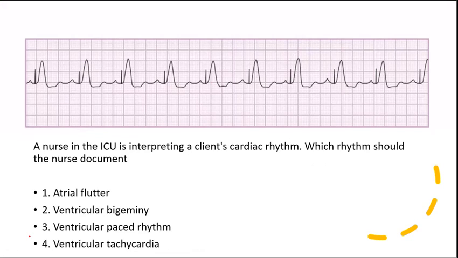So how about this? We're already talking about pacing, and they're asking us which rhythm should the nurse document. Look out for what we call our pacer spikes. Where do you see them? I see them in front of our QRS complex. So I'll call this a ventricular paced rhythm, because that's where I'm seeing my pacer spikes. If it was in front of my P waves, then that would be atrial pacing. So number 3 would be a correct answer.